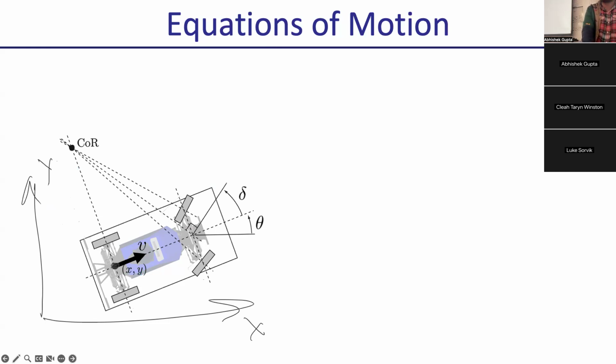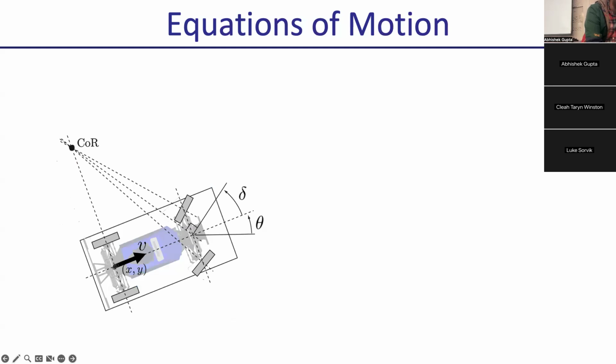So the first assumption we're going to make is that a four-wheel car is going to behave like a bicycle. It's often called the kinematic bicycle model. That's because we assume the wheels don't have slip, and that everything is rigid. So we're going to essentially pretend that it's a bicycle.